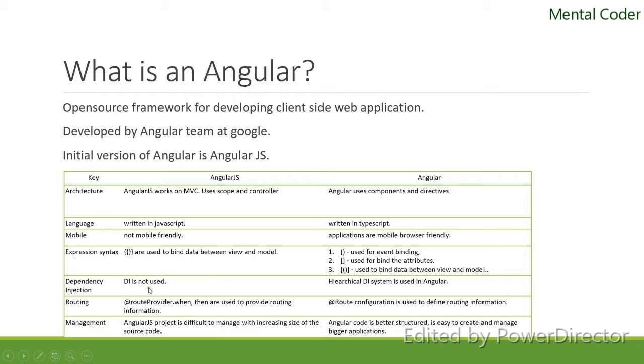AngularJS does not follow a dependency injection system, but Angular uses a hierarchical dependency injection system. In AngularJS, the root provider is used for configuring the routing information, but Angular uses the root module for configuring the routing information. An AngularJS project is difficult to manage with increasing size of the source code, but Angular code is better structured, so it is easy to create and manage bigger applications.